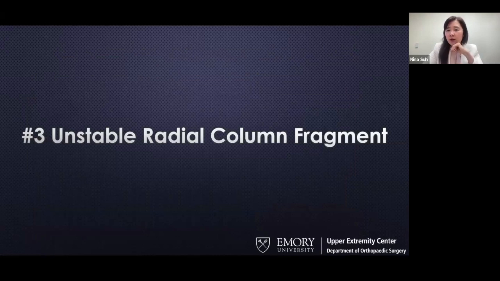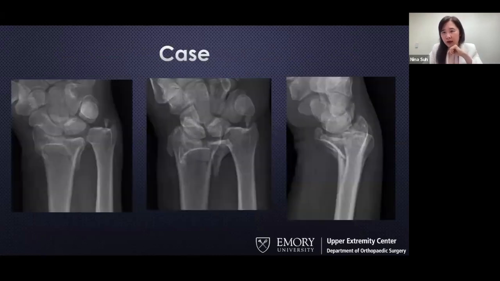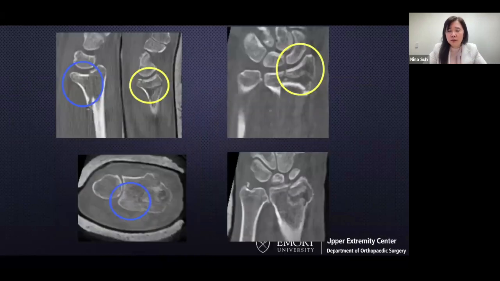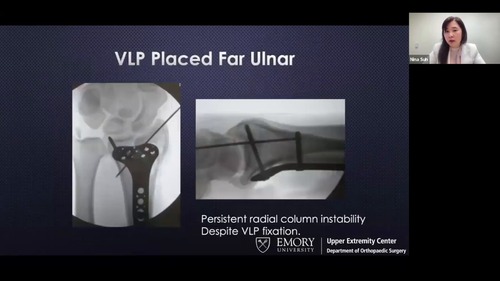Next is the unstable radial column fracture. I don't want to neglect the fact that we're just obsessed about the ulnar side. The radial column, although looks more robust and usually is not as big of a problem at times as compared to that volar ulnar fragment escaping, it's still an issue. So this is post-reduction, obviously extremely comminuted, requires surgery. You can look at this and you can look at actually the coronals. There's a lot of metaphyseal comminution there. That is going to fall if you do not appropriately strut that up.